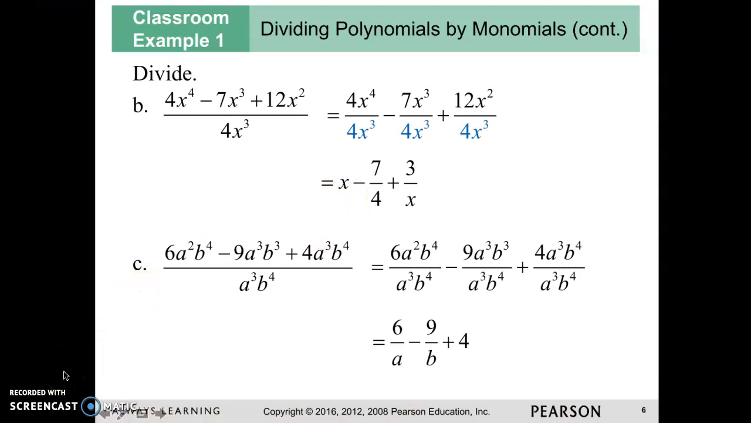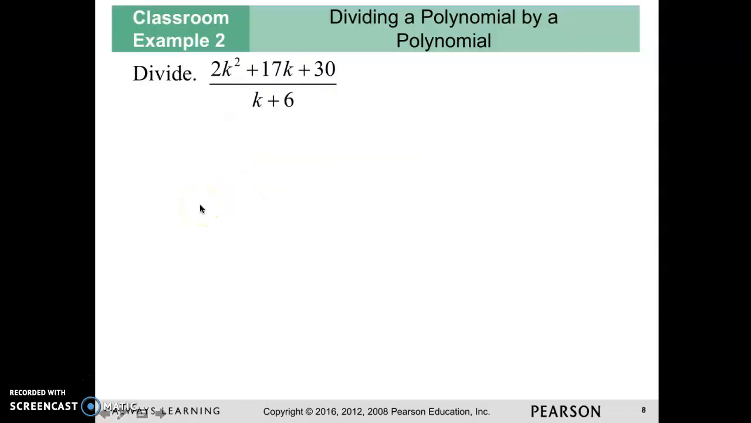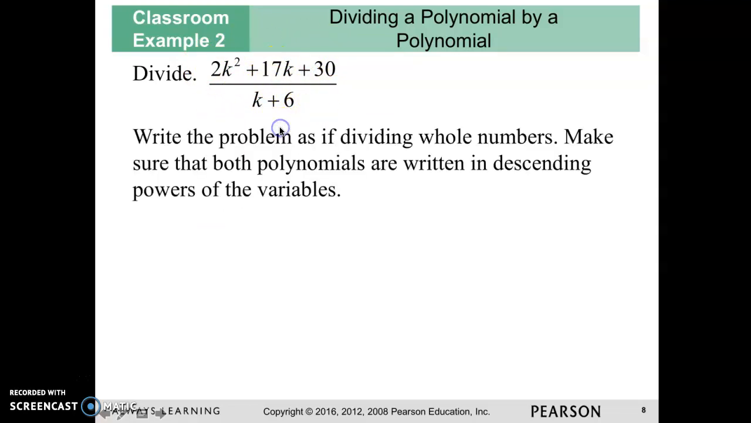Now let's take a look at the second objective, where we're dividing a polynomial by a polynomial, in this case of two or more terms, and we're not just using one term. In this case, it's a little bit more difficult, just a couple more steps, but let's take a look at this sample problem right here, where we're dividing this expression by a polynomial that has 2 terms.